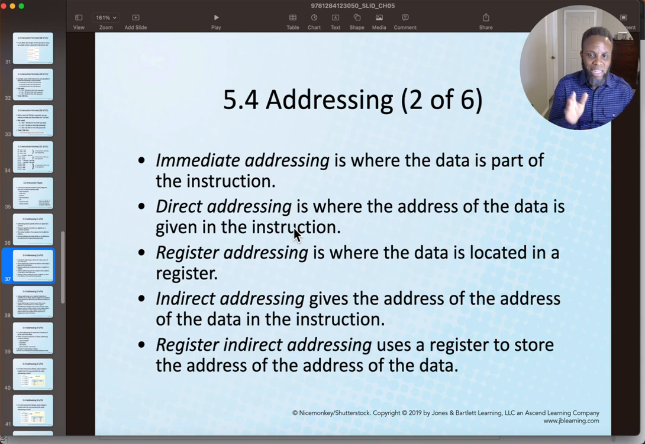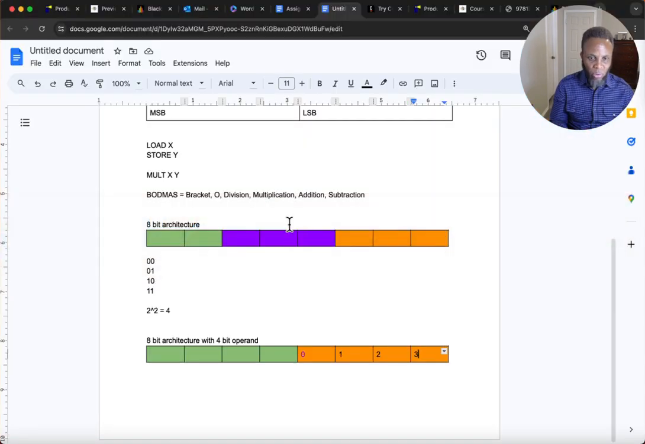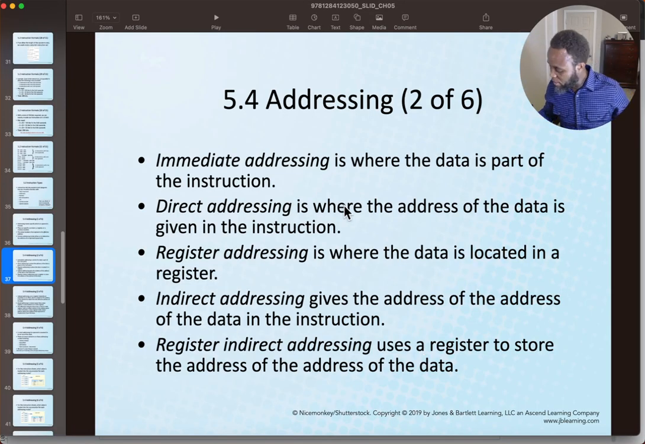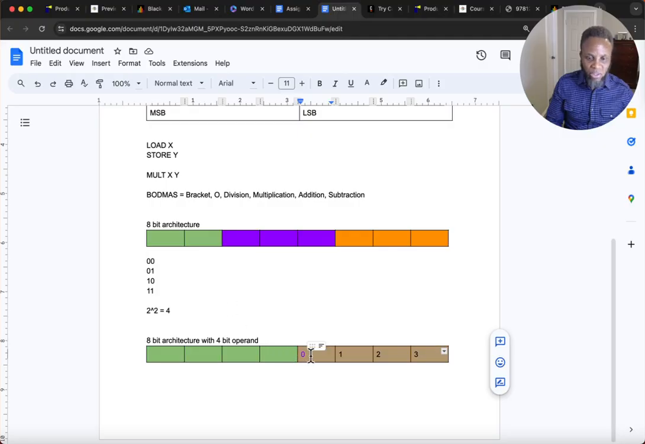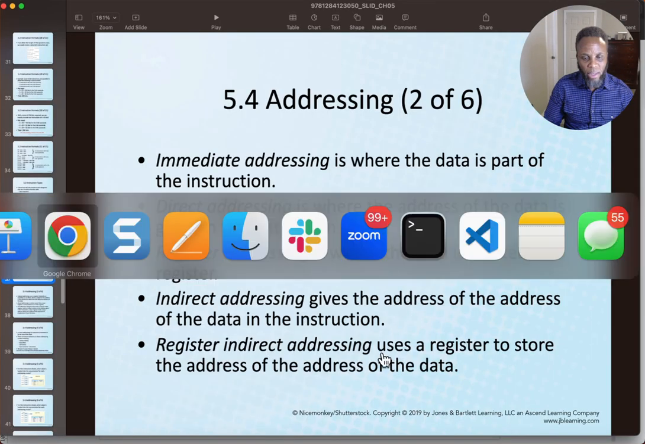Immediate addressing means that the data is part of the instruction. If you imagine an instruction like this, the value you see in the operand is the data. This is covered starting on page 319. So in this case, 0, 1, 2, 3, 4 is the data. Let's say this was MULT, the instruction; this is the data.